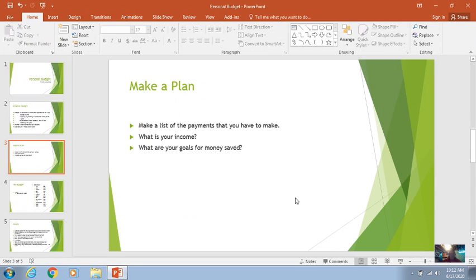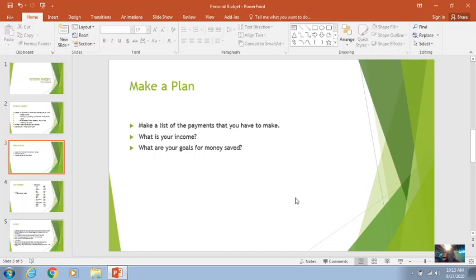So the first thing to do when you are creating a budget is you need to make a plan. Sit down with a piece of paper, 2 columns maybe, make a list of all the payments that you have to make. Who do you need to pay and how much? And then look at what your monthly income is.